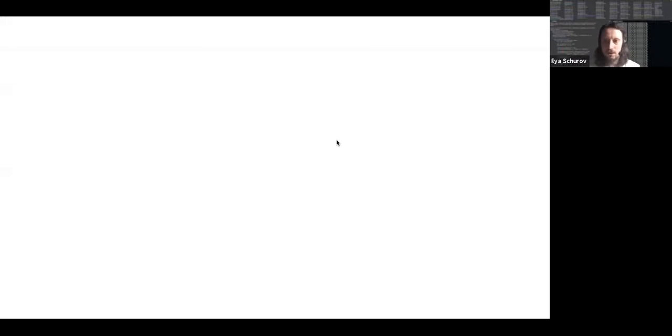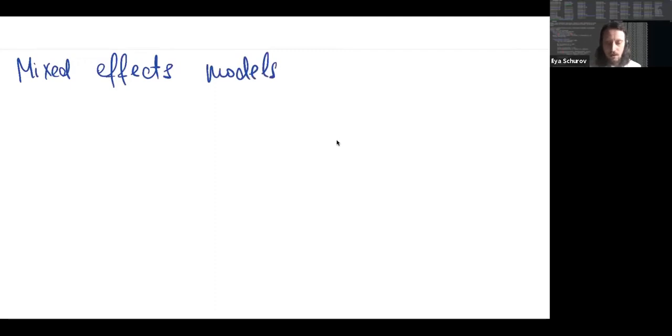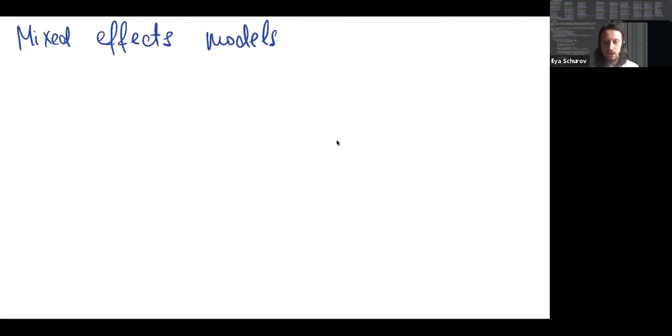And the first thing that I want to discuss is mixed effects models. Actually, mixed effects models is just a term that is used to describe a class of regression models that contains not only the usual parts, when you have some variable and you multiply this variable by some coefficient, but also it includes so-called random effects.